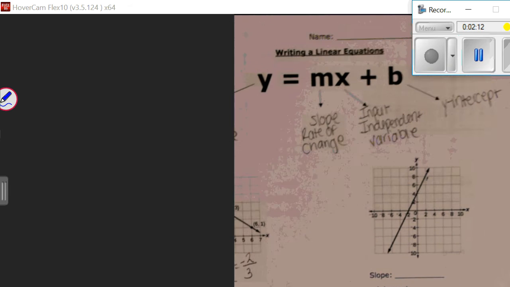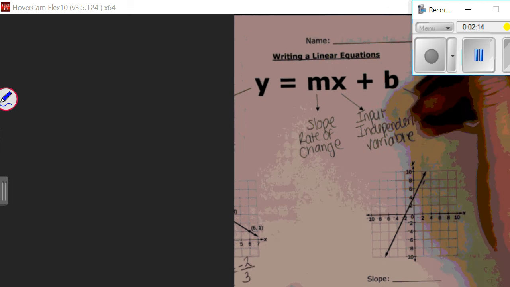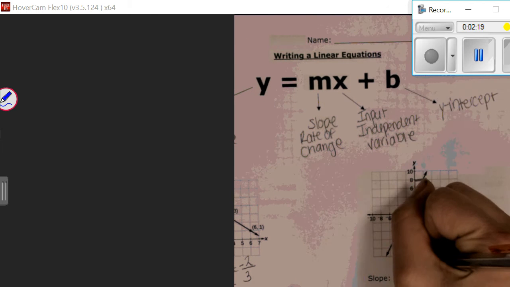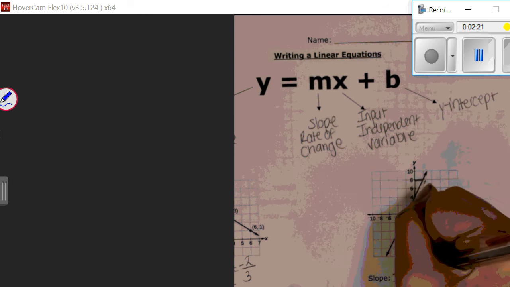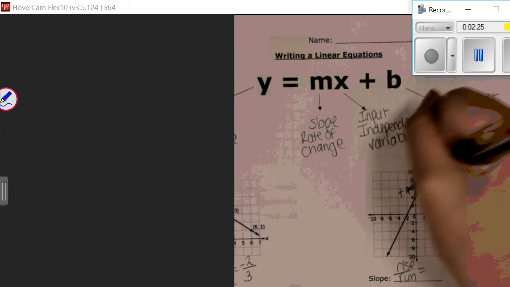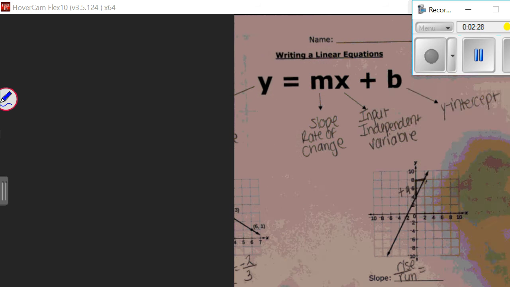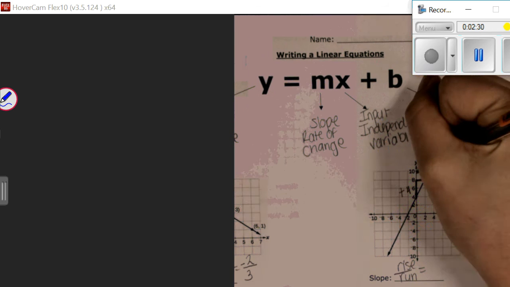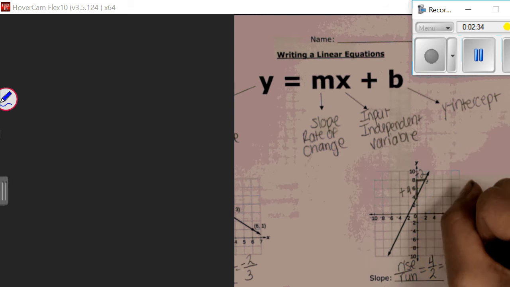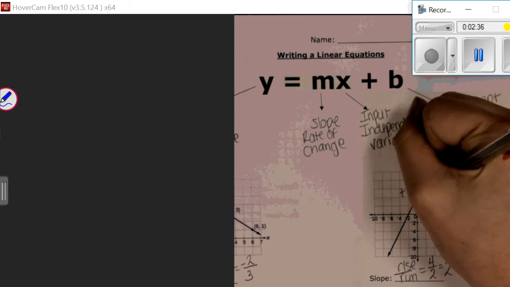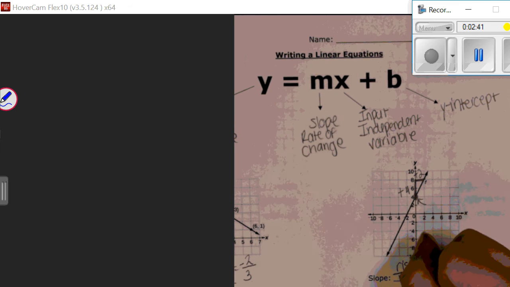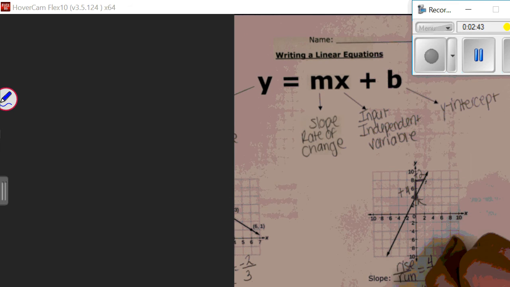Okay, looking at our second example, my slope once again can be found by the rise over the run. So it's going from 4 to 8, so it's increasing by 4. And it's going from 0 to 2, so it's increasing by 2. So I have 4 over 2, which equals 2. My y-intercept is 4. And my equation is y equals 2x plus 4.